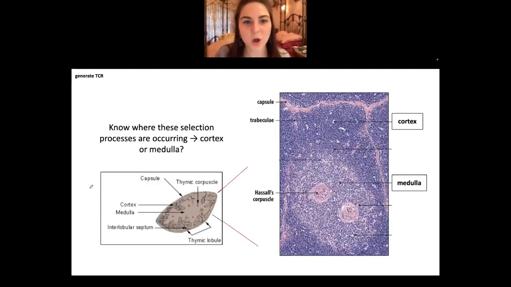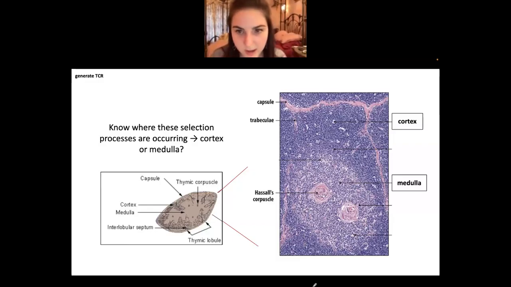Okay, you have to know where these selection processes are occurring. Where do you have double negative T cells? Where's positive selection? Where do you have double positive T cells? Where's negative selection? Know that, and then going a step further, be able to identify it on a histo slide.